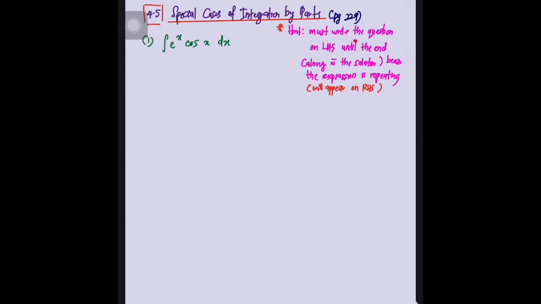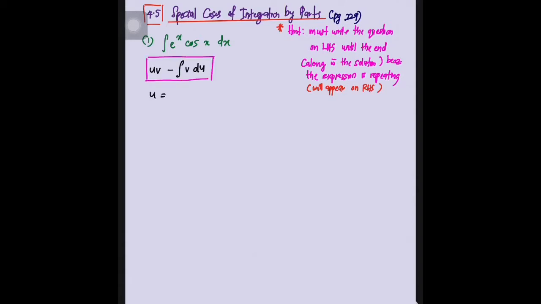Okay, you must write the question on the left hand side until the end along with the solution, because the expression is repeating. So the expression will appear on the right hand side. Integrate e power of x cos x dx. Okay, this is the formula of integration by parts: uv minus integrate v du.